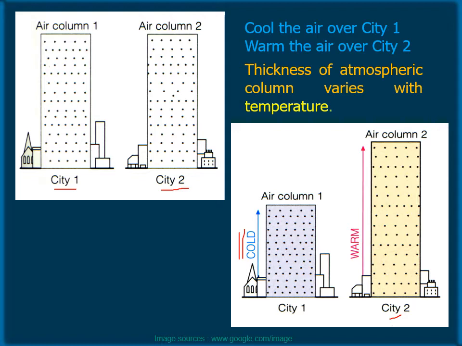At the same time, you can see that the height of the atmosphere in CT1 is less compared to CT2. So that is why in the equatorial region, which receives more insolation and thereby the atmosphere receives more terrestrial radiation, the height of the air column will be much higher compared to the polar regions or high altitude regions, which receive less insolation energy, and thereby the air column receives less terrestrial radiation. So that indicates how the thickness of the atmospheric column also varies with temperature.